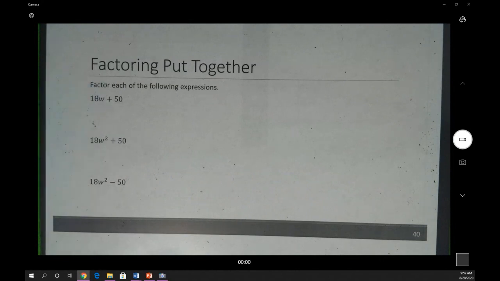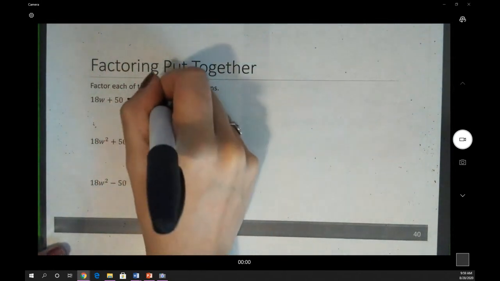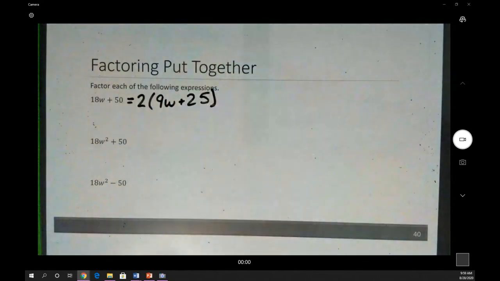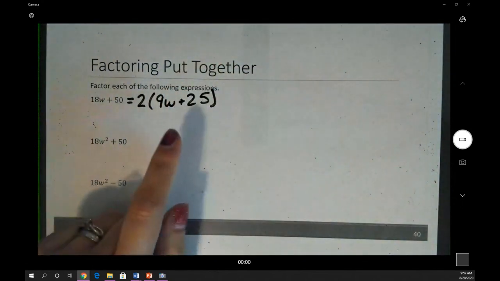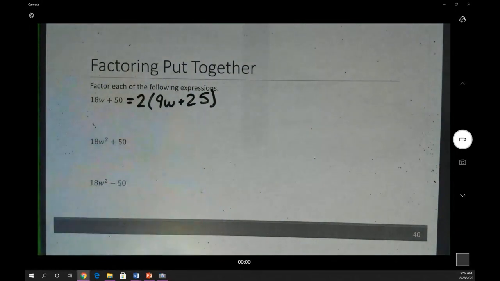First up, we have 18w plus 50. First thing we need to check for is a greatest common factor. Both terms are divisible by 2, so I'm going to factor out a 2. That's going to leave me with 9w plus 25. So we need to check if 9w plus 25 factors. It is a binomial, and the only binomial we know how to factor is a difference of squares. It has a plus sign, so we know it's not that. We're done.